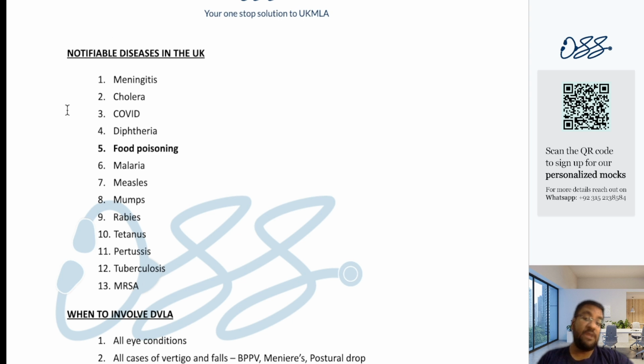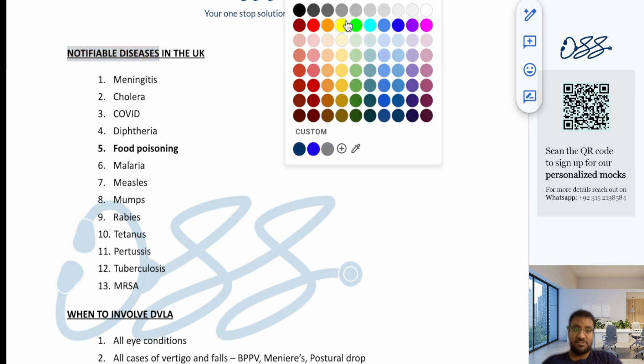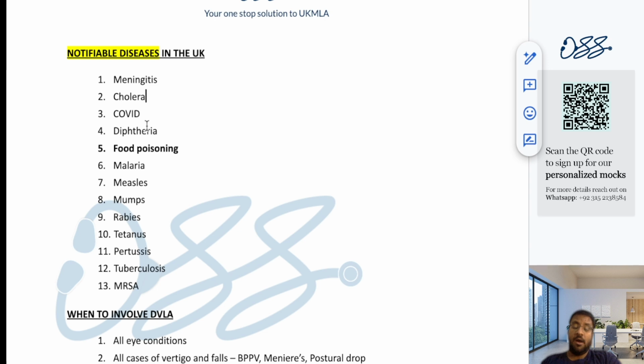section is basically the notifiable diseases in the UK. Okay, there are a few diseases in which you would have to involve the public health authorities. You need to keep that in mind. For example, meningitis, cholera, COVID, diphtheria. All of these are infectious diseases. Malaria, measles, mumps, rabies, tetanus, pertussis, tuberculosis, and MERS. All of these are infectious diseases, and most of the infectious diseases do require public health authorities' attention, and this is what we call the notifiable diseases in the UK.